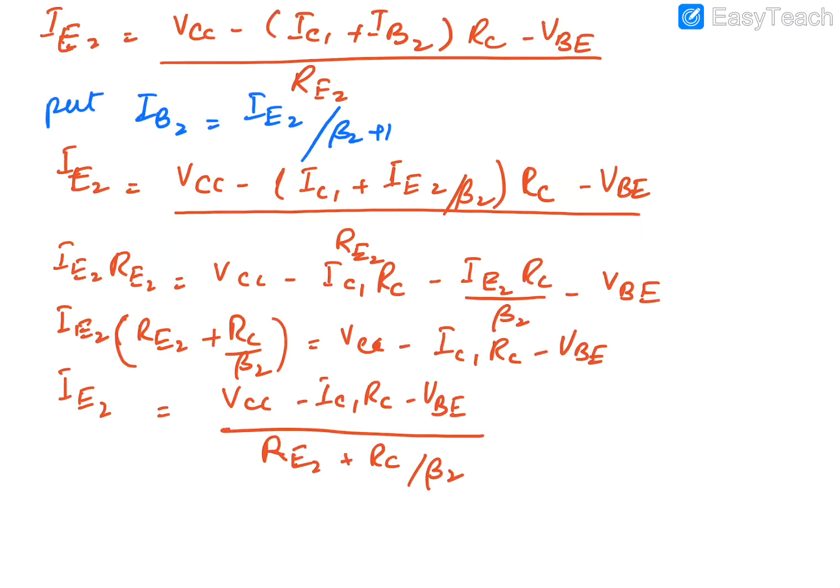Now IE2 is written again here, but you know that IB2 is equal to IE2 divided by beta2 plus 1, which is approximately equal to IE2 divided by beta2. So we put the value of this IB2 here, and we will have IE2 after simplification and taking IE2 common from these two expressions. So IE2 will be equal to, after simplification, VCC minus IC1 RC minus VBE, divided by RE2 plus RC over beta.